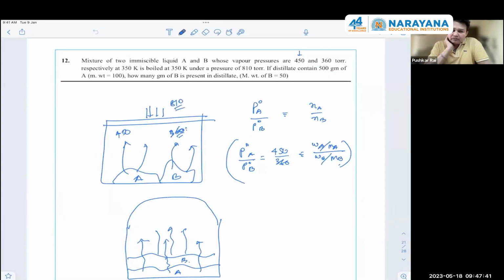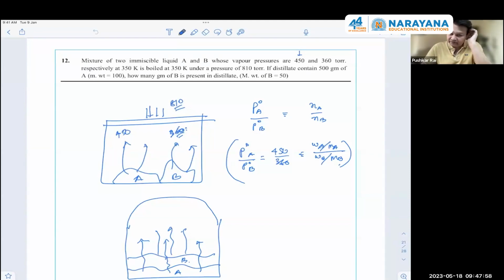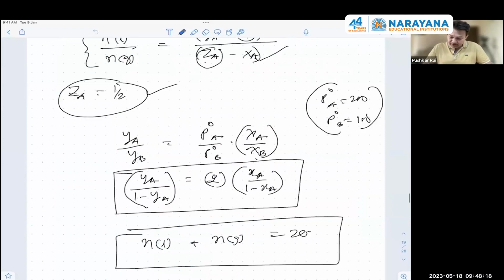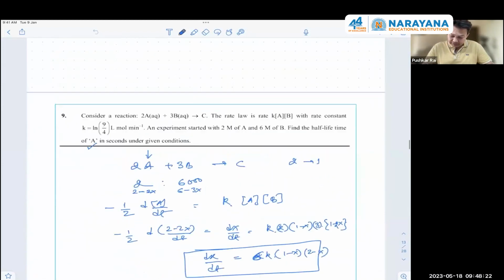PA not, this is the vapor pressure of pure A, because A is not going to mix with B now. They're immiscible. Yes, sir. That is why they're not going to mix with B. So A will create its vapor pressure at any cost, and B will also create its vapor pressure at any cost. So I would say in this, the most difficult problem was this one, the ionic equilibrium problem.